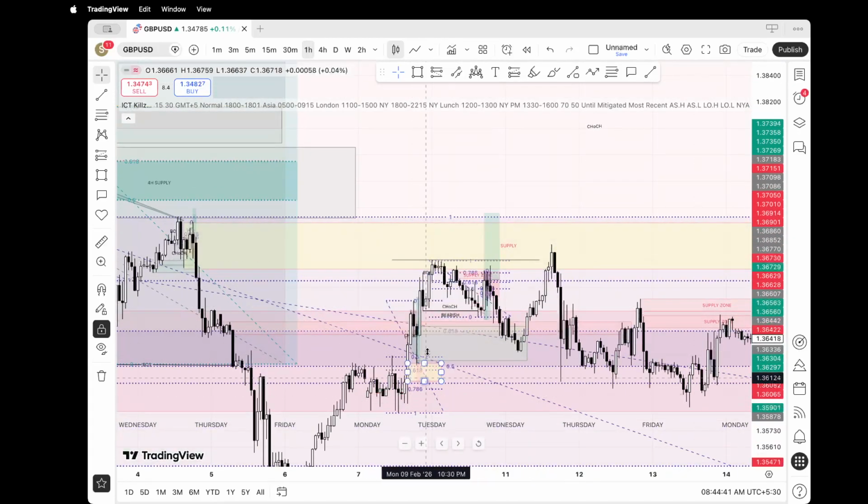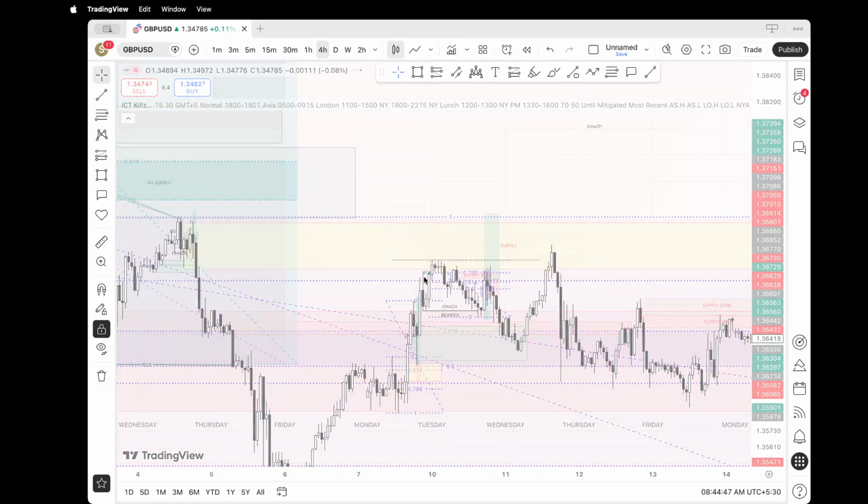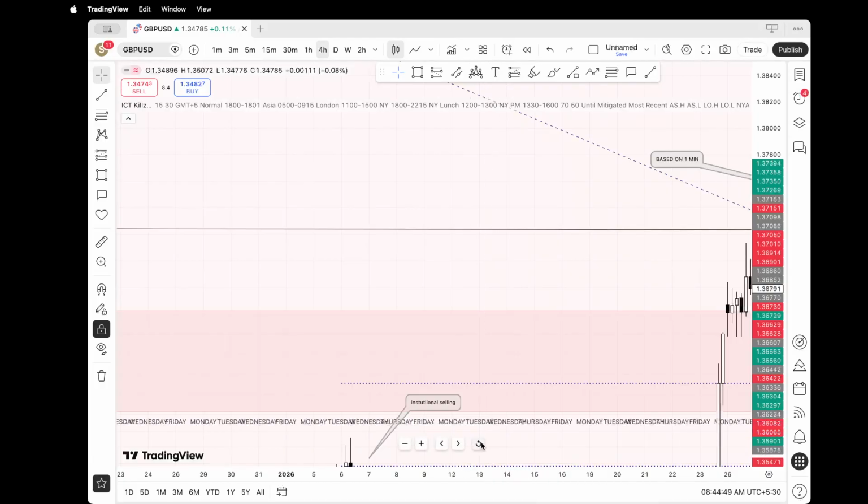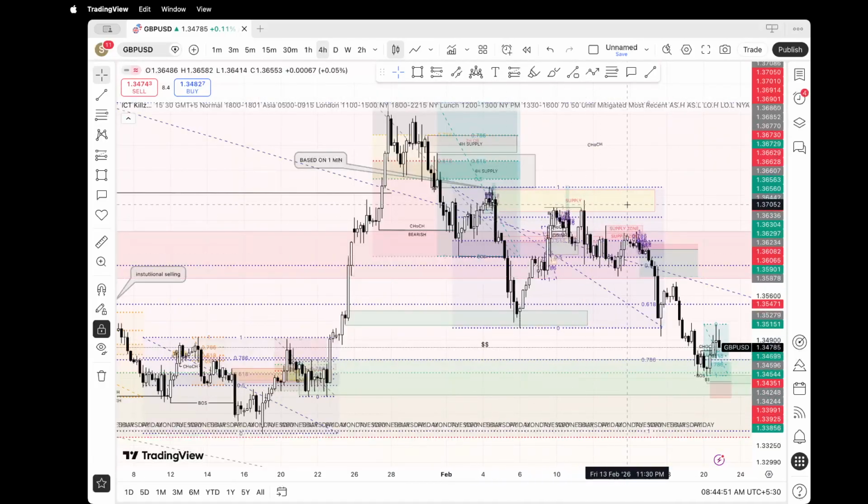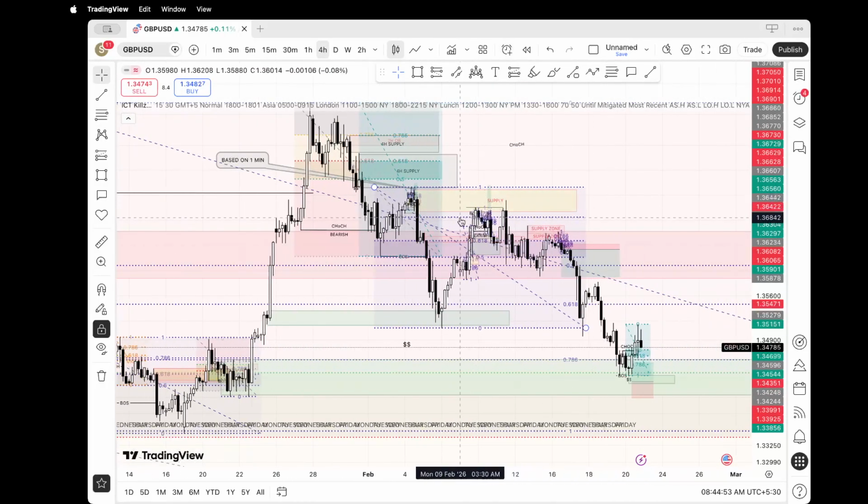Okay, so this was a good 15-minute trade that we took after swapping this 2 hour order block. Now there was a huge supply. So this was the order block, sorry, FVG, a bearish imbalance that got filled, and then it swept the liquidity and fell down.